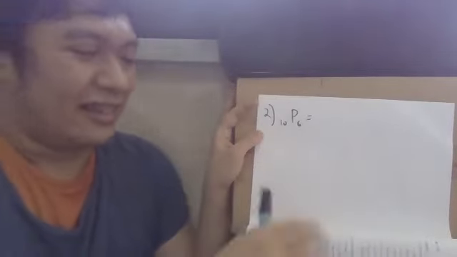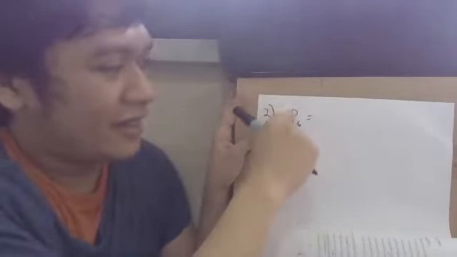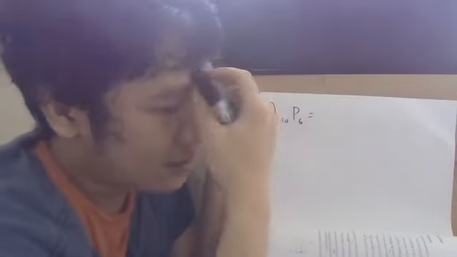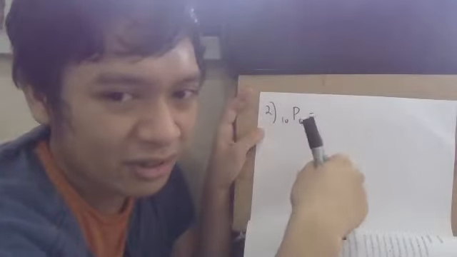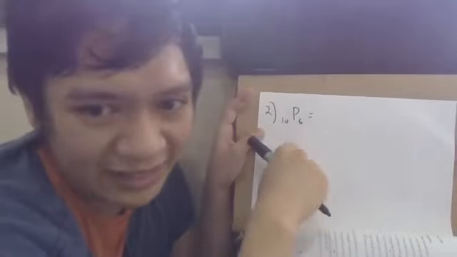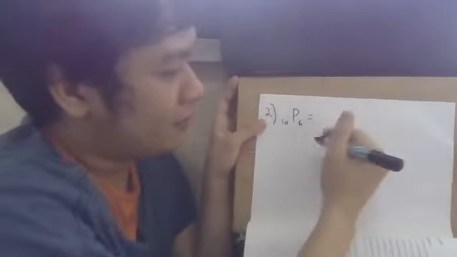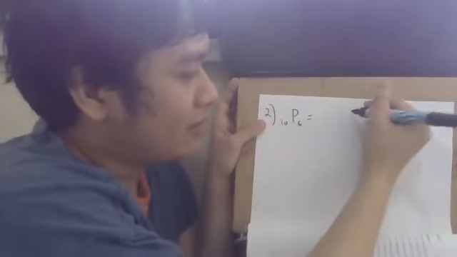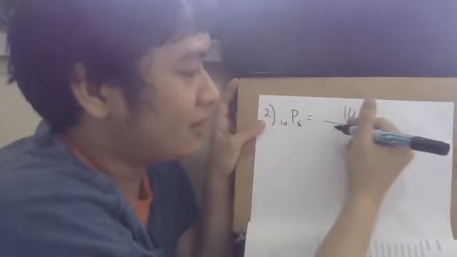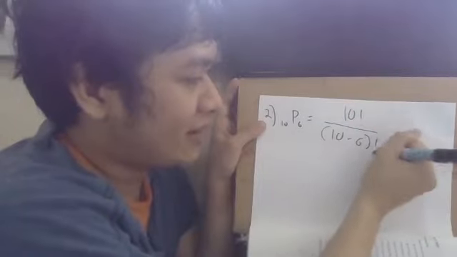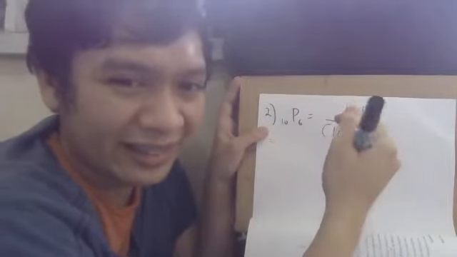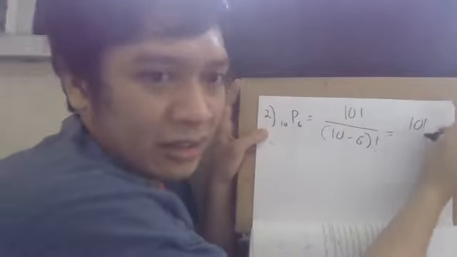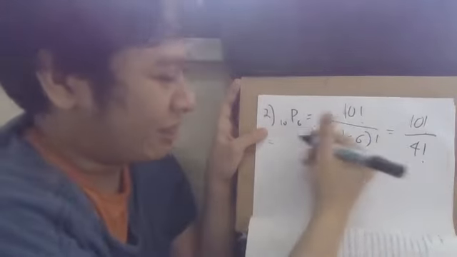Then, exercises muna. 10P6. Number of permutations of 6 objects taken from 10 objects. Yan, 10P6. What's the value? 10 factorial all over 10 minus 6 factorial. Sige. Susulat ba natin lahat to?